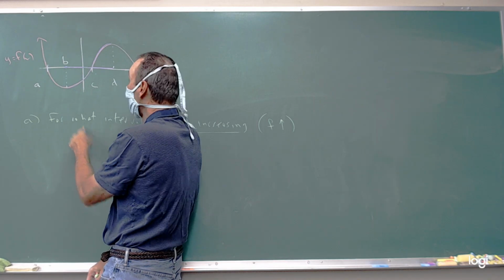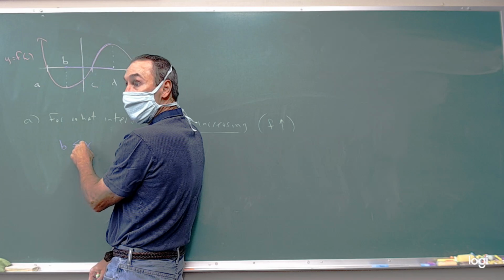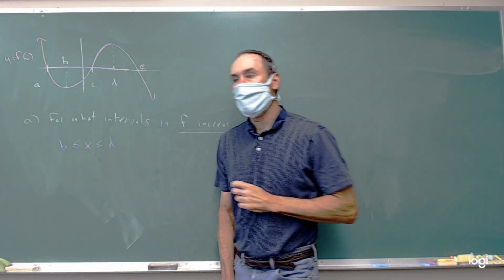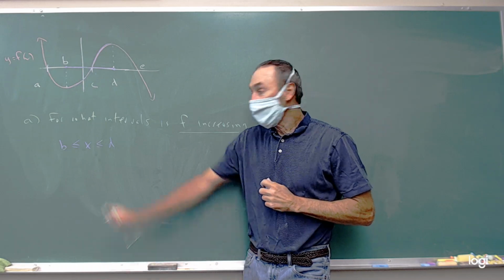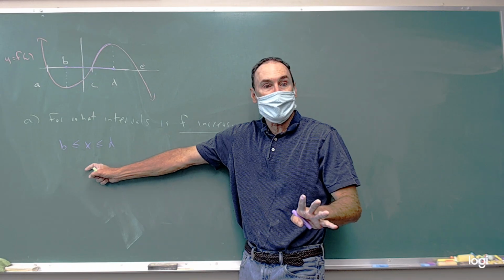And so we would say, for what interval, we can write this two ways. In terms of inequality notation, we could say for b less than or equal to x less than or equal to d. Does that make sense? So that is inequality notation. That's perfect. If you answer that, that gets full credit. That's exactly what I want.